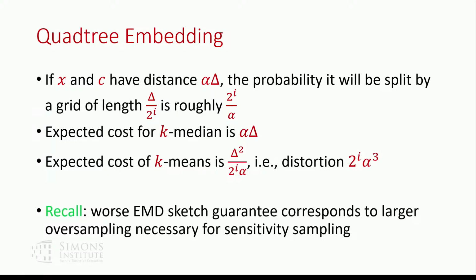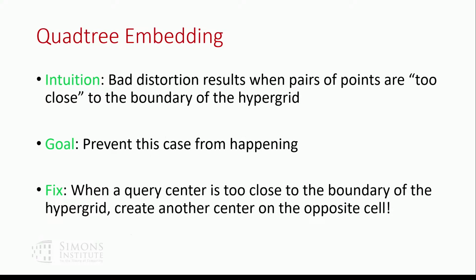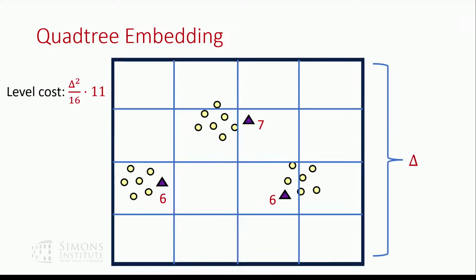So the Quadtree embedding doesn't work. But the reason it doesn't work is because when pairs of points are too close to the boundary of the hypergrid, meaning that they should be pretty close, but then the hypergrid separates them, the hypergrid thinks that the cost is really high, but the actual cost is really low. So the bad cases really happen when there's a boundary that separates. This is exactly the bad case right here.